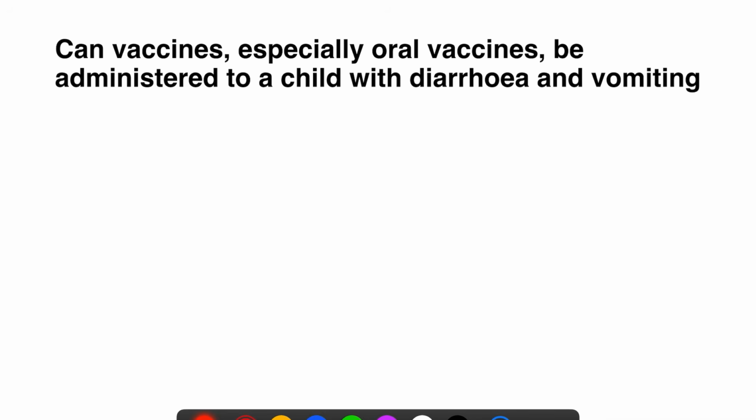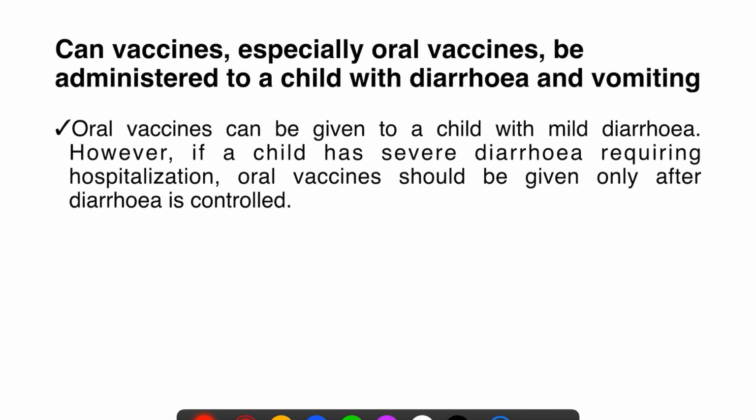Some frequently asked questions regarding the vaccine administration. Can a vaccine, especially the oral vaccine, be administered to a child with diarrhea and vomiting? The answer is yes, the oral vaccine can be given to a child with mild diarrhea, but if the child has severe diarrhea requiring hospitalization, then we should avoid the oral vaccine.